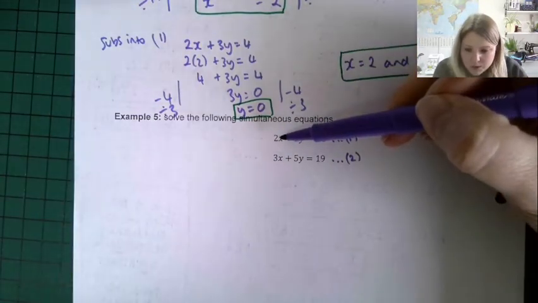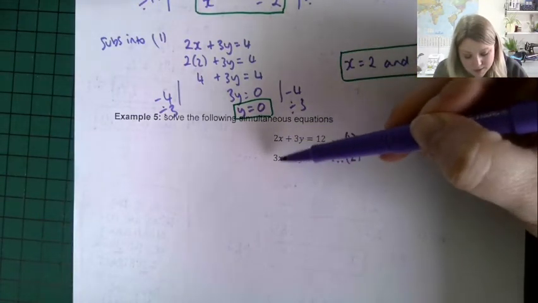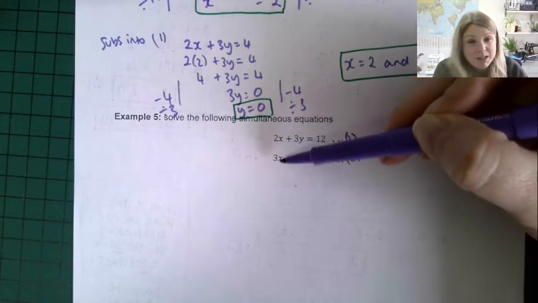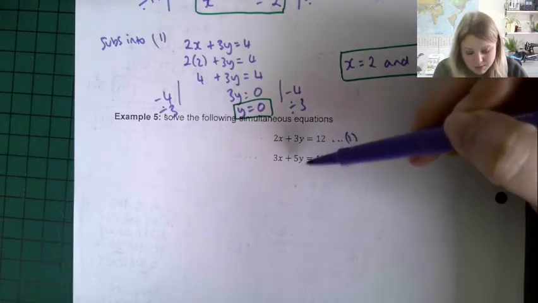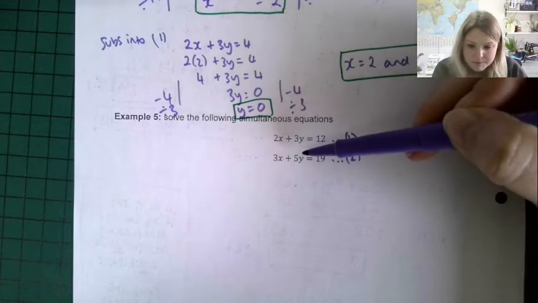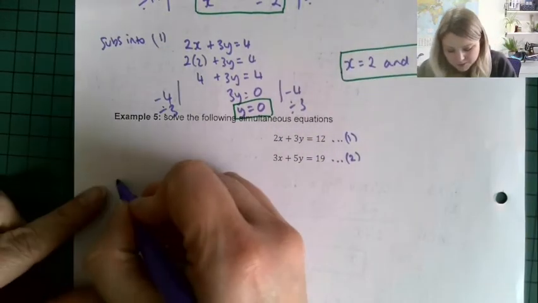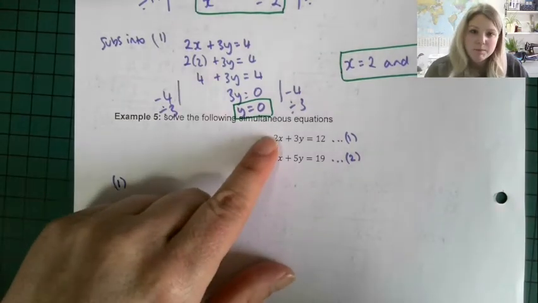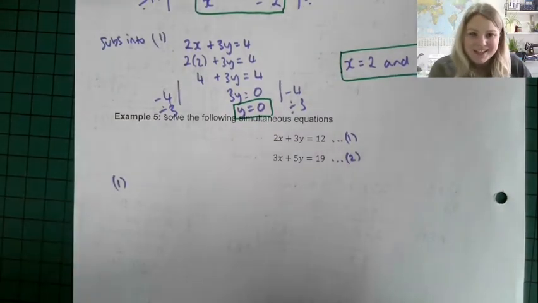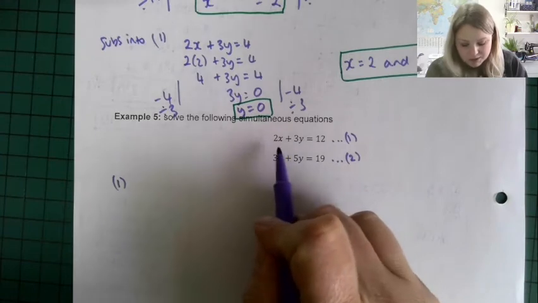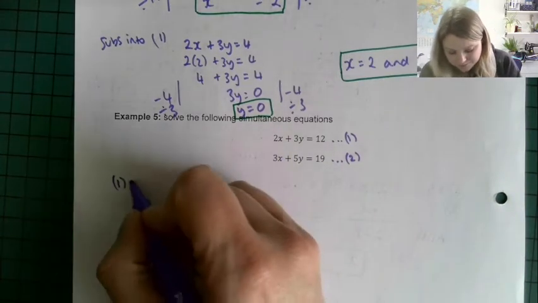If I want to get rid of my x's, I would make them both 6. If I was getting rid of my y's, I would be making them both 15. I'll probably just go for the x's this time, just to mix it up a bit. So if I'm making both my equations have 6x in them, if I look at my top equation, I'm going to have to multiply through by 3.